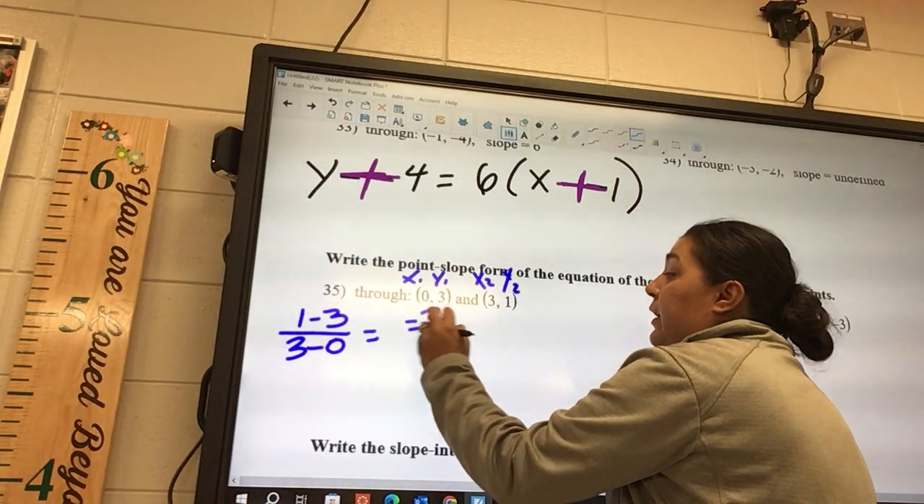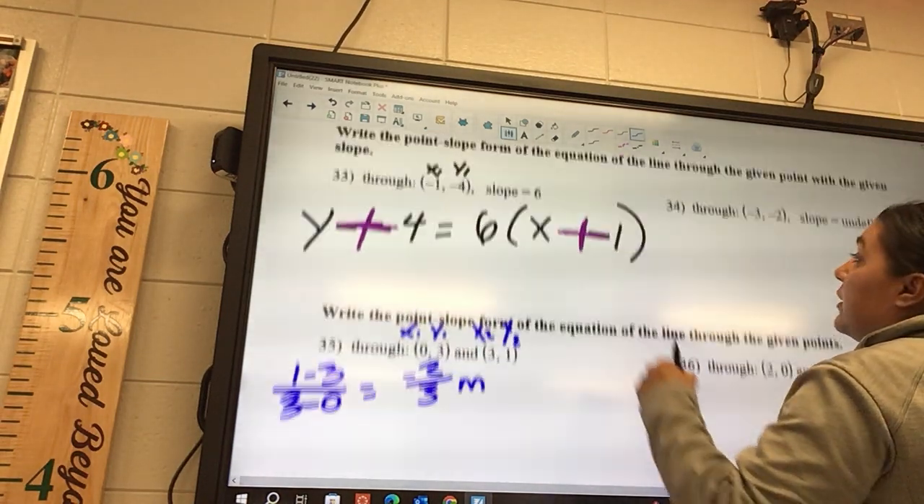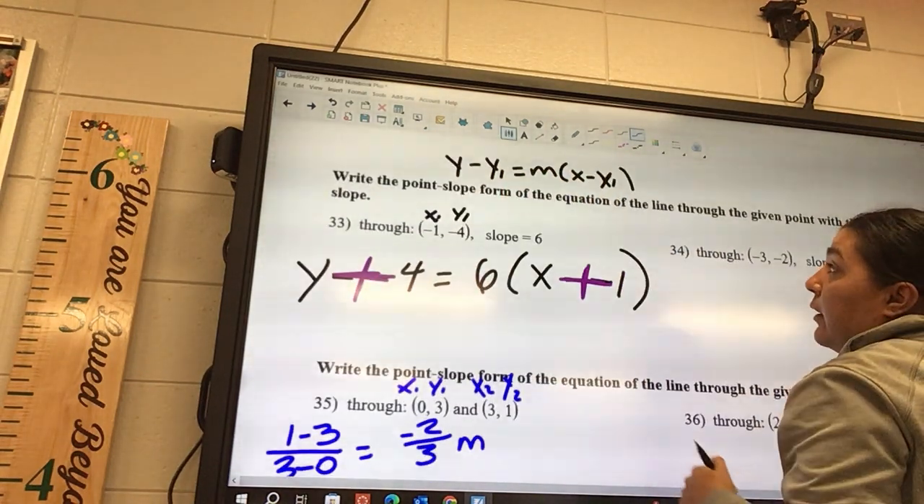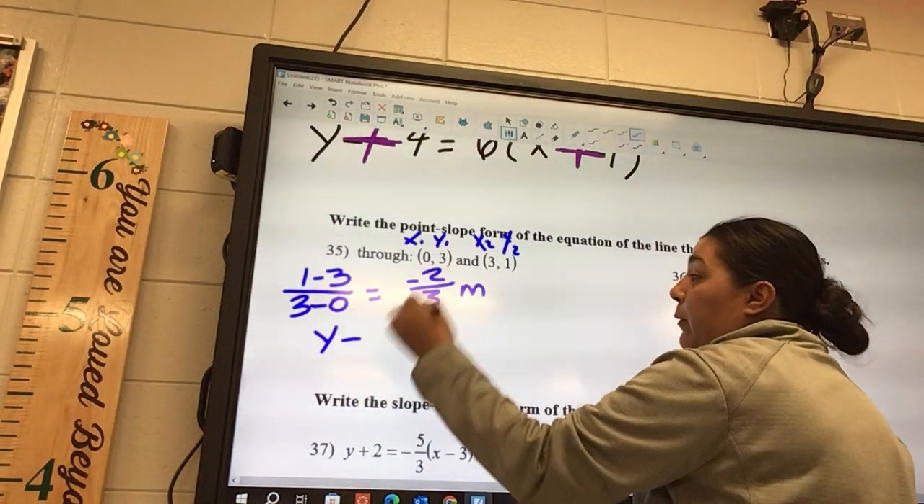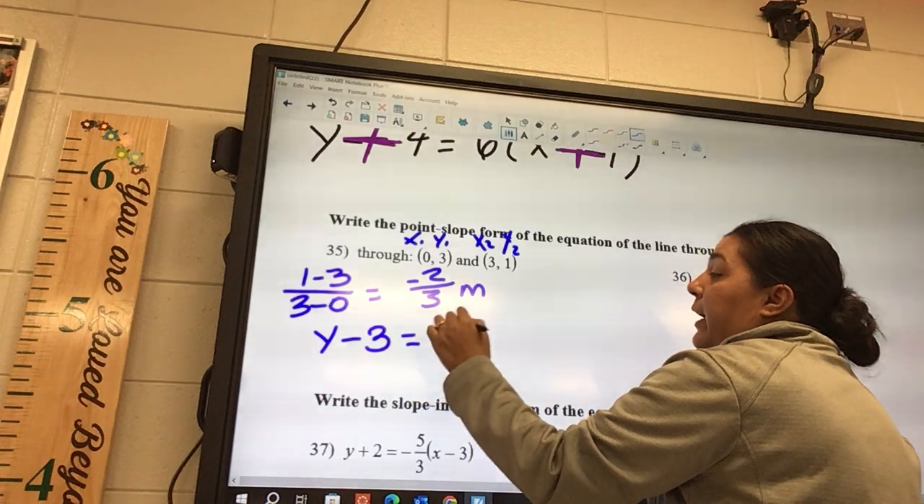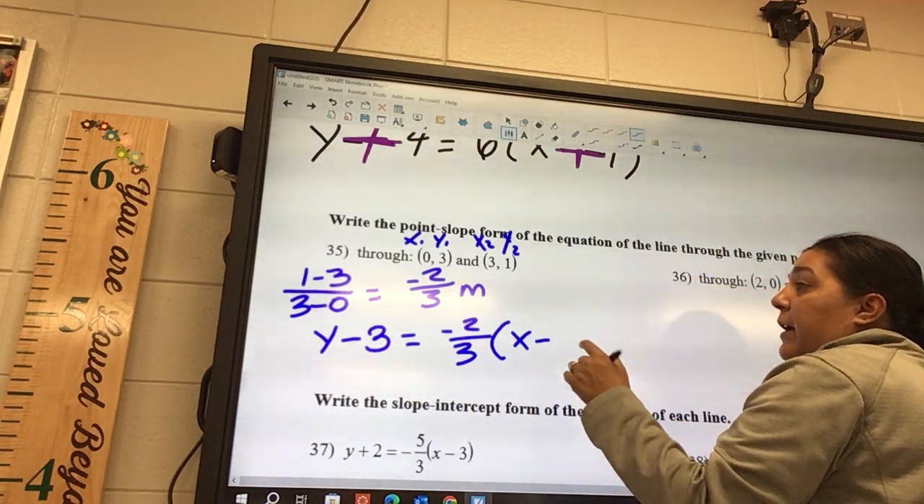Okay. So that's my m. And then we're going to use this formula that we just used, this y minus y1 equals mx minus x1. So it's going to be y minus, my y1 is 3. My m we know now is -2/3. X minus my x1 is 0.